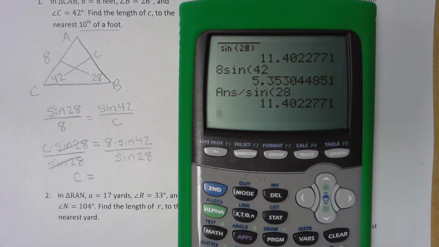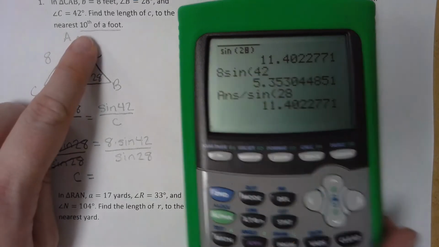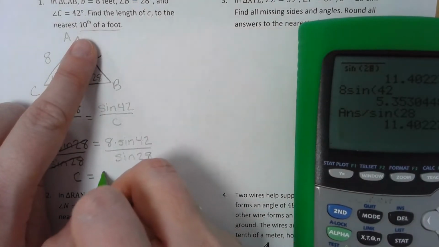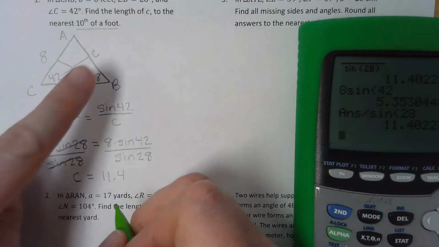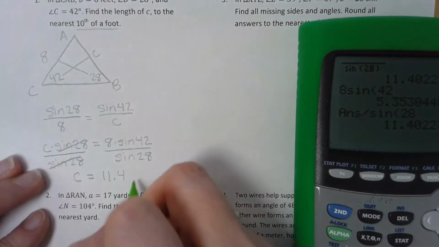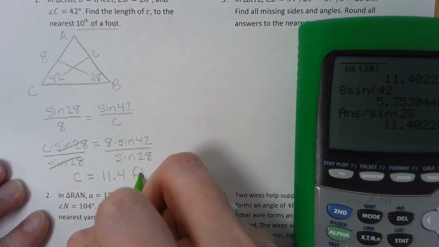So just remember to tell the calculator exactly what you want it to do, or else it's going to follow order of operations. So in our answer, we will have 11.4, and we are in the units for our side lengths, 11.4 feet.